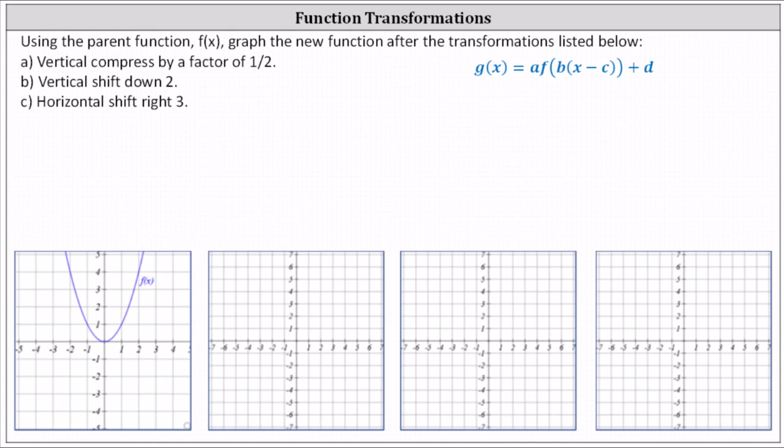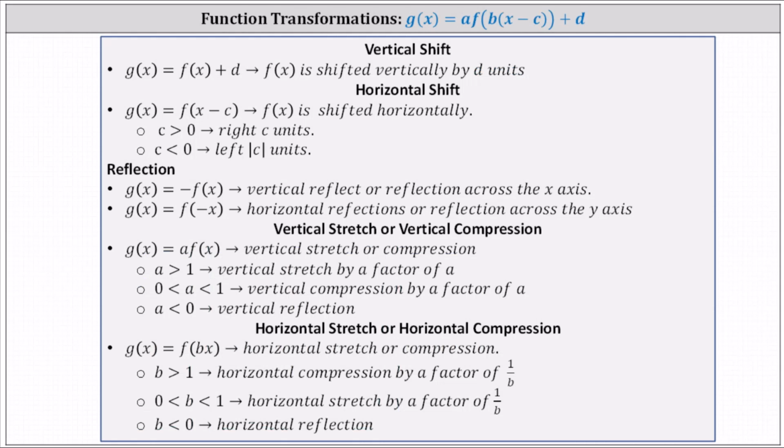If we let the transformation of the function f of x be equal to g of x, recall we can express g of x as g of x equals a times f of the product of b and the quantity x minus c, plus d. Going back to our notes on transformations, here we have a list of how the values of a, b, c, and d affect the graph of f of x. You may want to pause the video and review these notes.